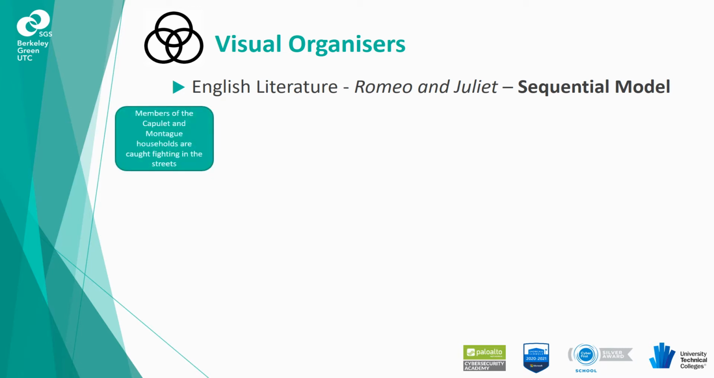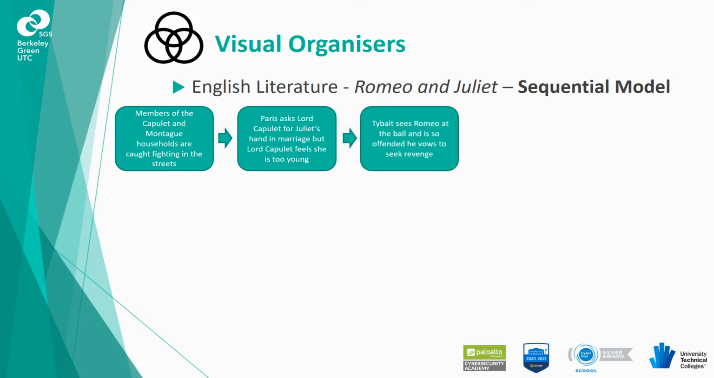So it starts, and this is me telling you the story of Romeo and Juliet in a very concise way that just goes through 15 different steps in a sequential model. So members of the Capulet and Montague households are caught fighting in the streets. Paris asks Lord Capulet for Juliet's hand in marriage, but Lord Capulet feels she is too young. Tybalt sees Romeo at the ball and is so offended that he vows to seek revenge. Romeo and Juliet meet at the ball.